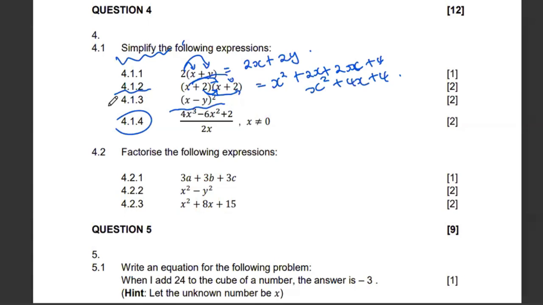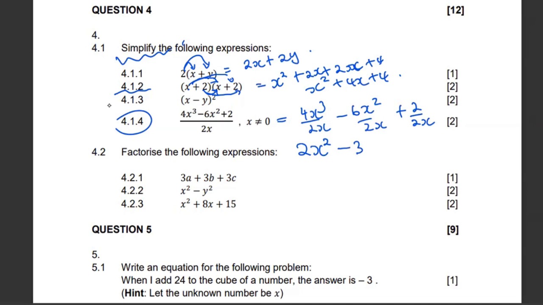And then 4.1.4, if we have a division of expressions, you need to split up, meaning that we shall have 4x cubed over 2x minus 6x squared over 2x plus 2 over 2x. 4 divided by 2 is 2, x cubed over x, we have x squared. 6 divided by 2 is 3. We have 2 x's on top, 1 x down. So 1 x must be cancelled. 2 cancels 2, we have 1 over x. So there we go.